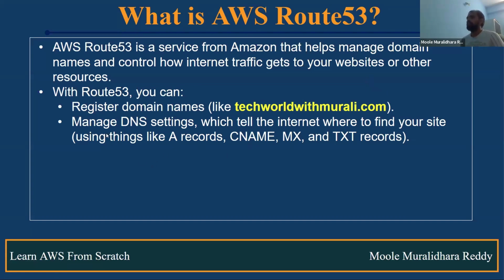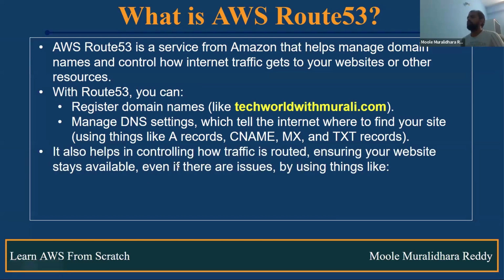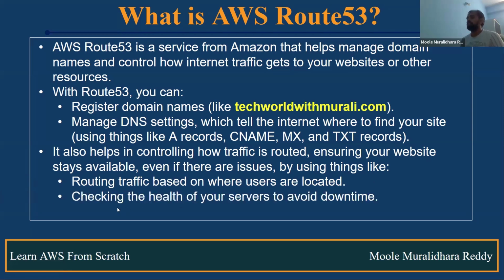Okay, fine, understand, right? It will manage the DNS settings, and it also helps in controlling how traffic is routed and ensuring your website stays available, even if there are any issues. By using things like routing traffic based on where users are located, and also checking the health of your servers to avoid downtime. It will also do a health check of your servers to avoid the particular downtime. Again, I'm telling Route 53.